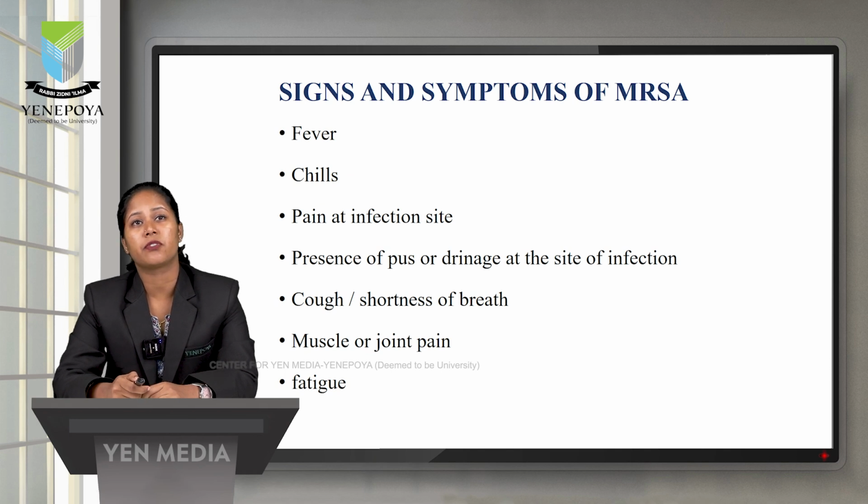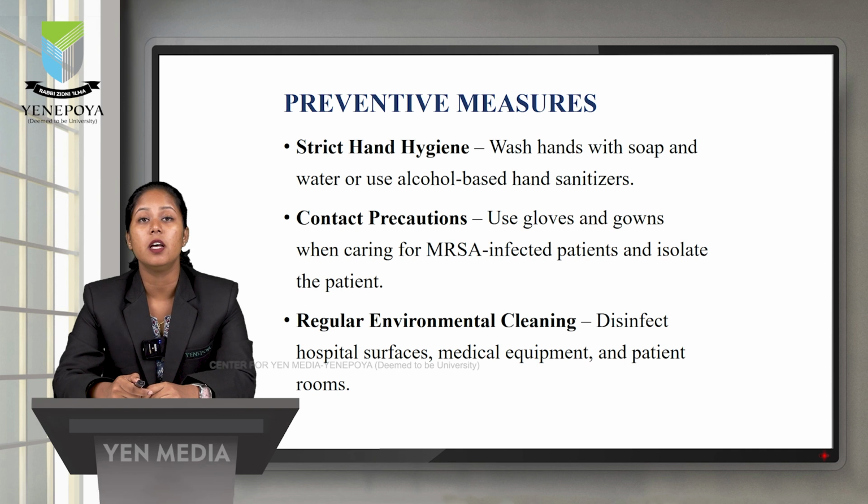So signs and symptoms of MRSA: fever, chills, pain at the incision site, pus or drainage at the site of infection, cough, shortness of breath, muscle or joint pain and fatigue. So these are some of the signs and symptoms the patient might experience. So how can you prevent MRSA, or what are the preventive measures you have to take in order to avoid MRSA? First one is strict hand hygiene.